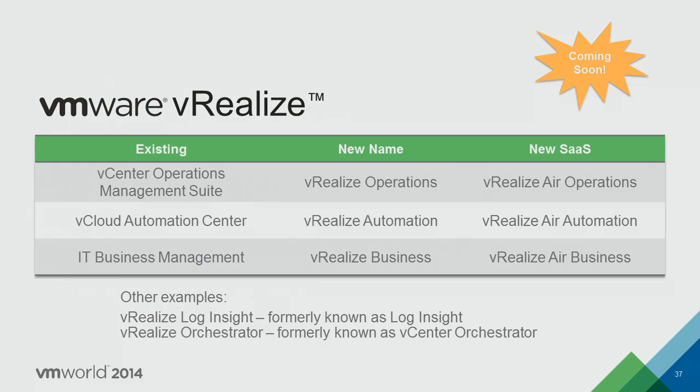And lastly, again, we were talking about vCAC today. Please do not confuse when vRealize comes out. That is still vRealize Automation. Those name changes and branding will be over the course of the next year. So vCAC becomes vRealize Automation, and the software as a service offering is vRealize Air Automation.